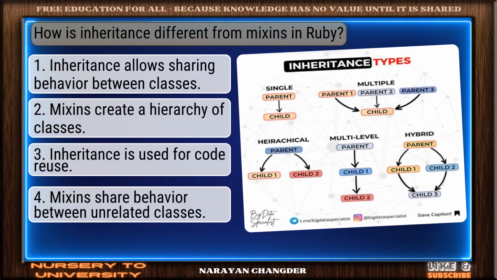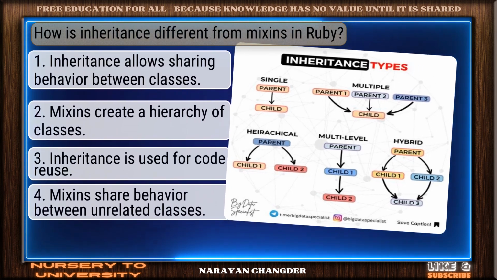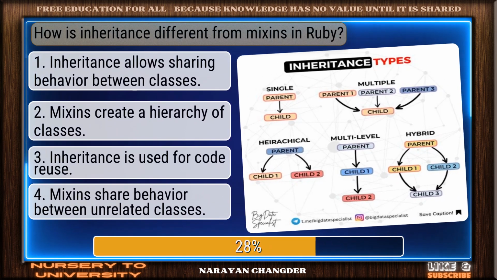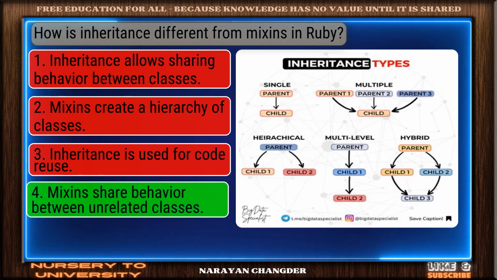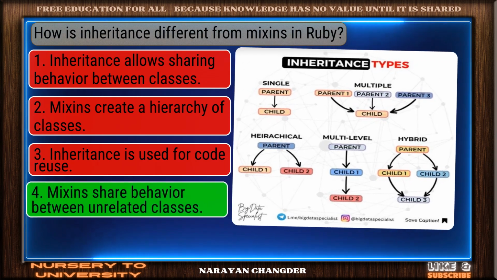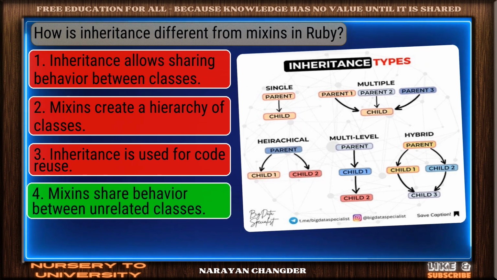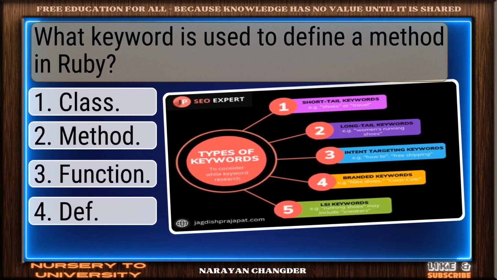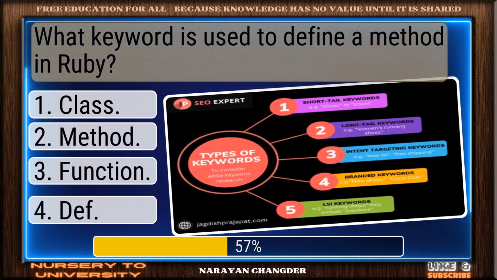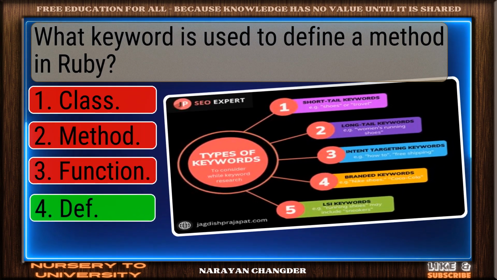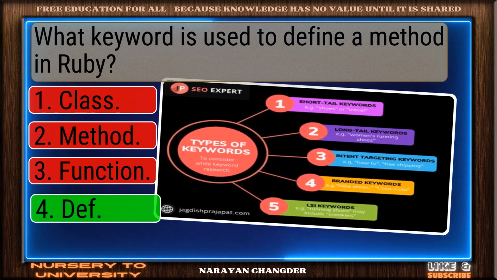Question number 19. How is inheritance different from mixins in Ruby? Excellent. Mixins share behavior between unrelated classes is a brilliant choice. Question number 20. What keyword is used to define a method in Ruby? Correct. def is the right answer.